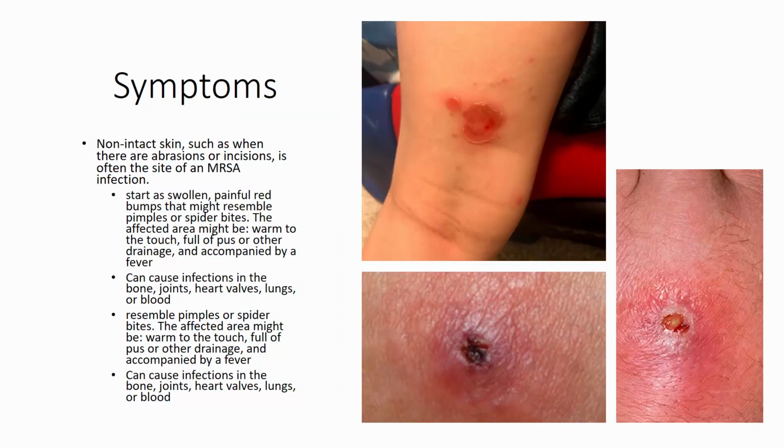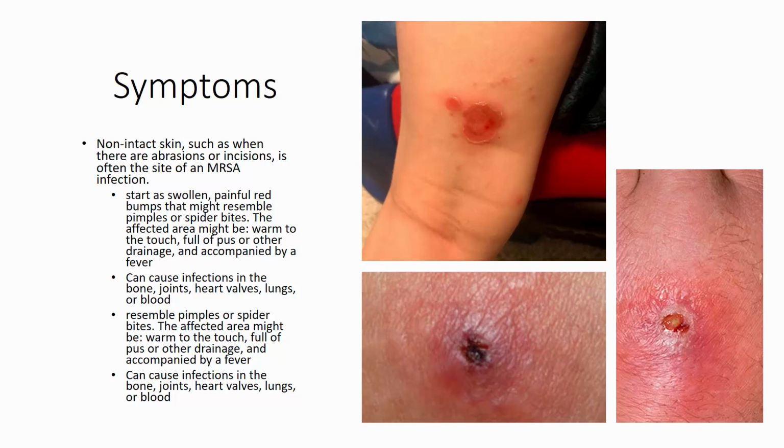So when you look at the symptoms of MRSA, typically it starts at a site where there's non-intact skin, such as an incision or an abrasion or some type of sore. When it starts off, it looks like just a swollen, painful little bump. Some people might confuse it with a spider bite or think it's just a pimple.